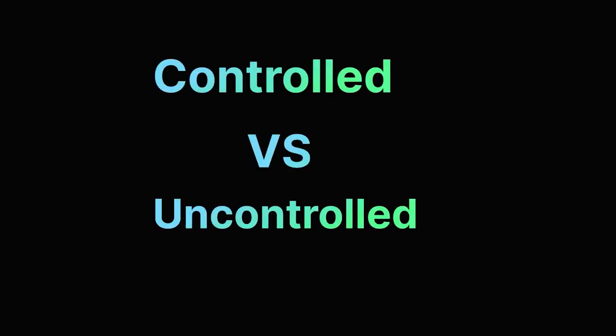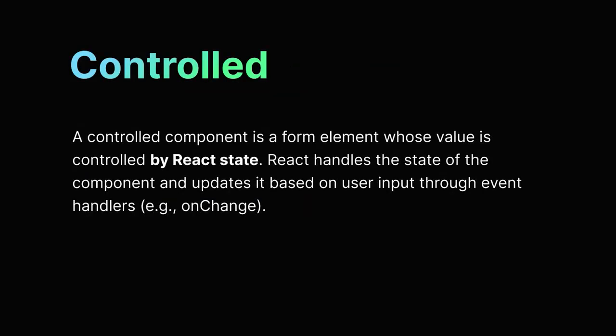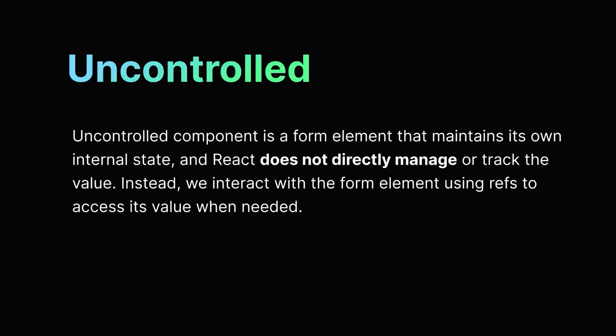Now let's talk about the controlled and uncontrolled design patterns in React.js. A controlled component is a form element whose value is controlled by React state, and React handles the state of the component and updates it based on the user input through an event handler, like the onChange event handler, for example. So yeah, that was just a controlled component. And now let's talk about the uncontrolled component. An uncontrolled component is a form element that maintains its own internal state, and React does not directly manage or track the values. Instead, we interact with the form element using refs to access its value when we need it.